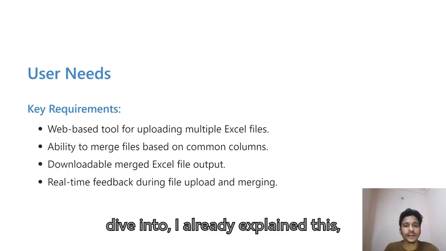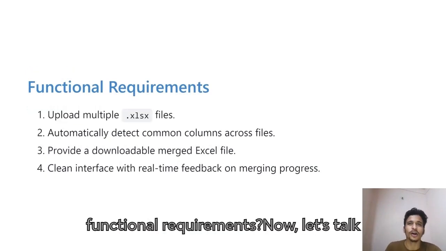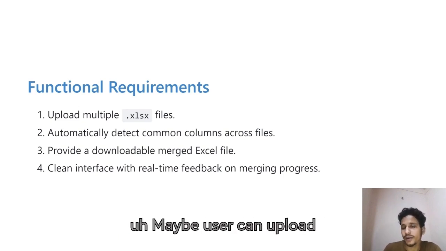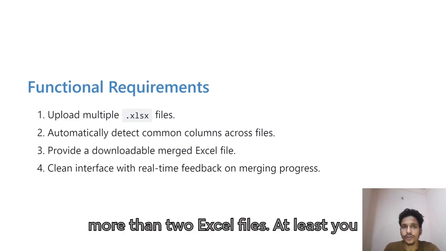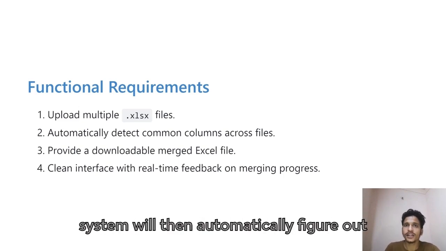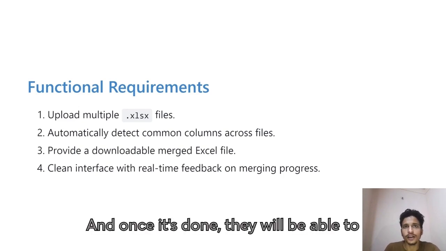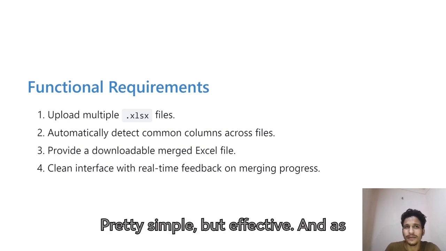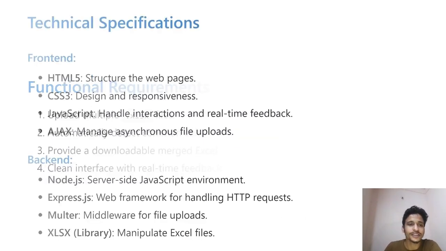I already explained that. Let's go to the next one: the functional requirements. Now let's talk about the key functionality. The user has to upload at least two Excel files, and may upload more than two. The system will then automatically figure out the common column to merge the data. Once it's done, they can download the final merged Excel file. Pretty simple but effective, as I explained earlier for the coordinator.